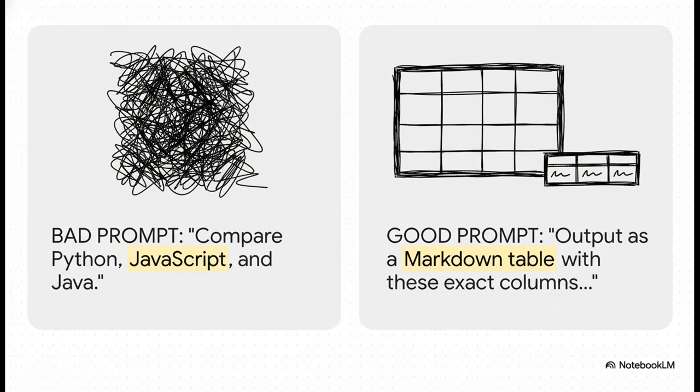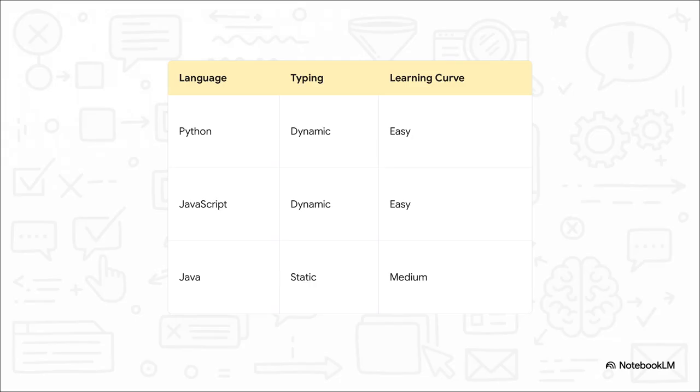No room for error. And look at that. The result is a perfect markdown table. The information is organized exactly as we specified. It's instantly scannable, making that comparison effortless. You've just transformed a research task that could take minutes into something you can understand in seconds.